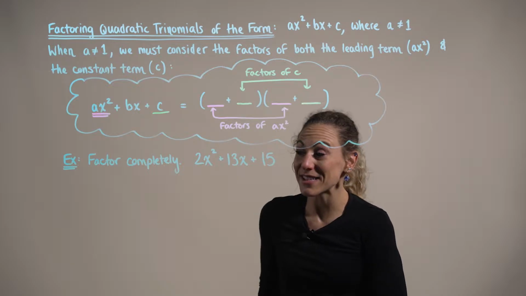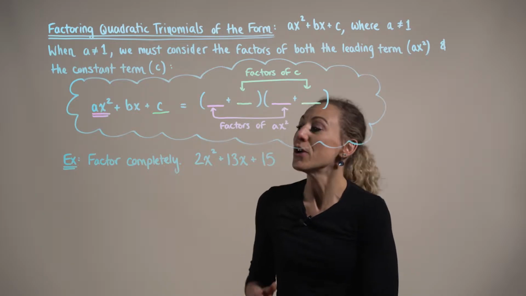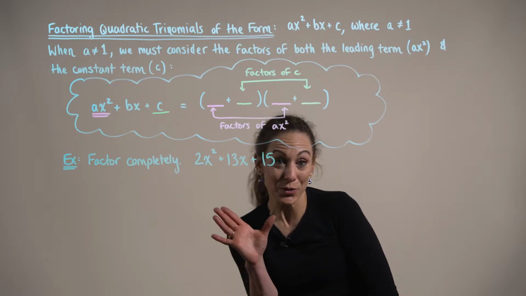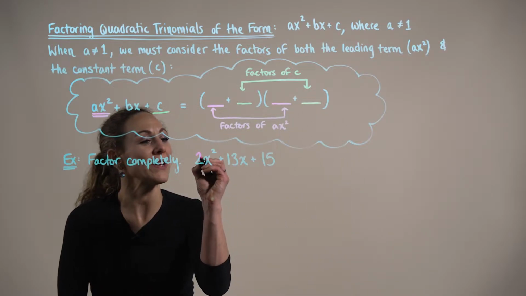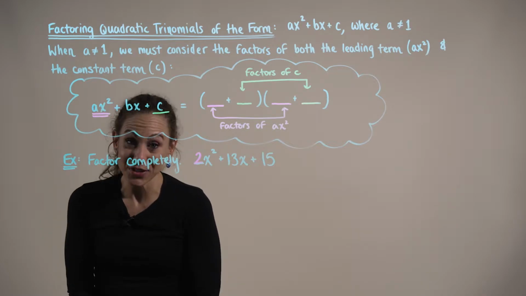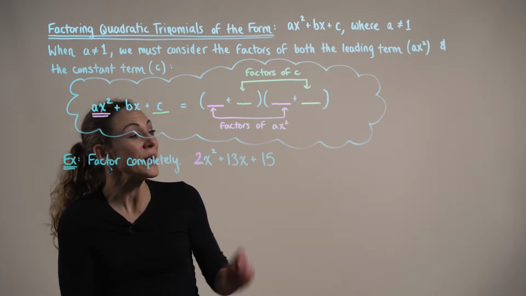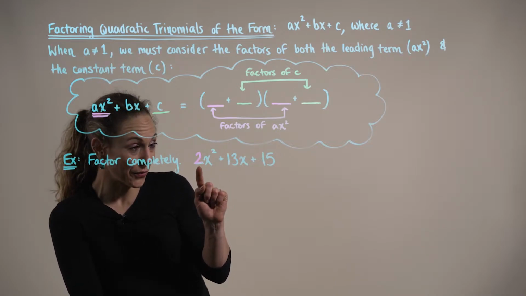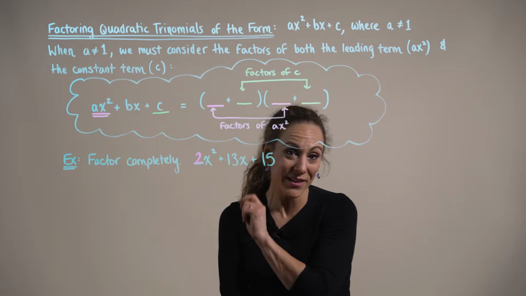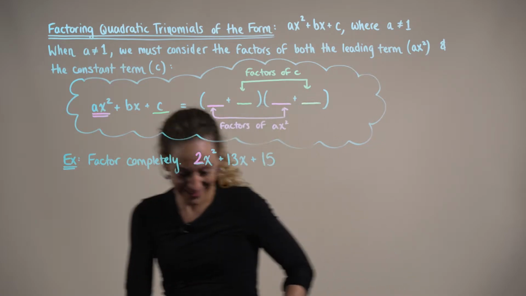So here we're being asked to factor the quadratic trinomial 2x squared plus 13x plus 15. And of course, we can see that our leading coefficient, 2, is certainly not equal to 1. So to get us started, the first thing we want to do is simply list the factors of your first term, 2x squared, and list the factors of the constant term, 15.